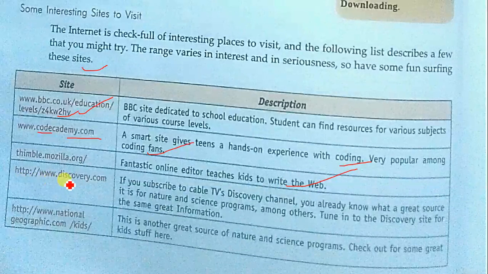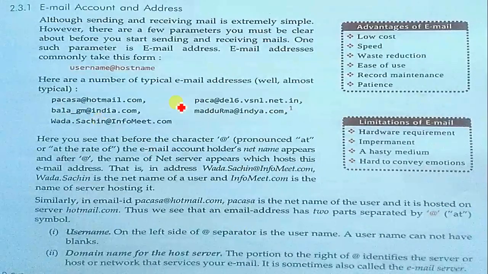discovery.com, and if we are interested to see the Discovery channel on our TV, then we know that's a great source for natural and science programs, among others. Now tune to the Discovery site, and the site will fetch the interested information for us on the net. So nationalgeographic.com, this is another science and fiction program source from where we can get the information.